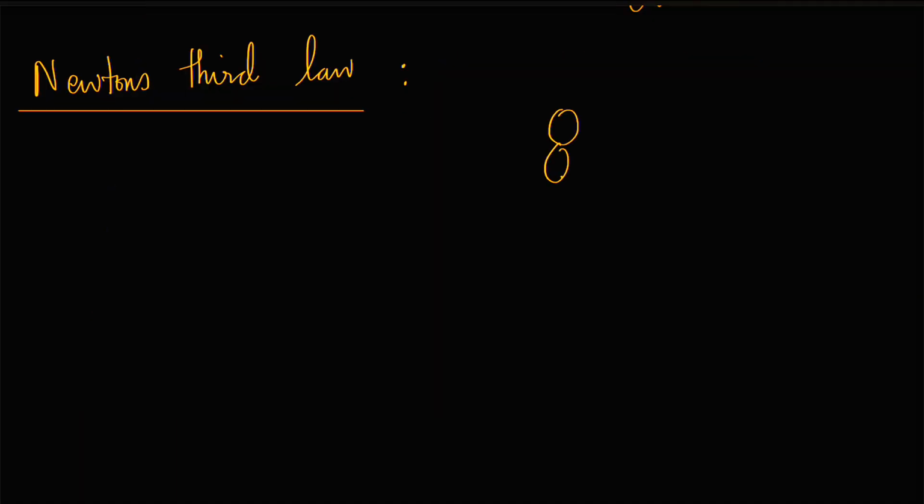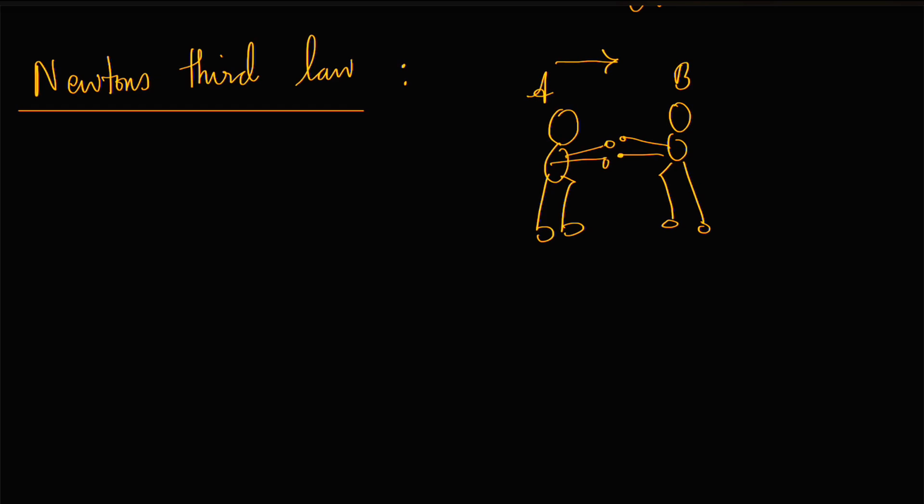Newton's third law says that if an object pushes on another object, let's call this object A, and in this case, this object is just two people. So if A pushes on B, then according to Newton's third law, B also pushes on A. That means if one body applies a force on another body, then the other body is going to apply an equal but opposite force on the first one.